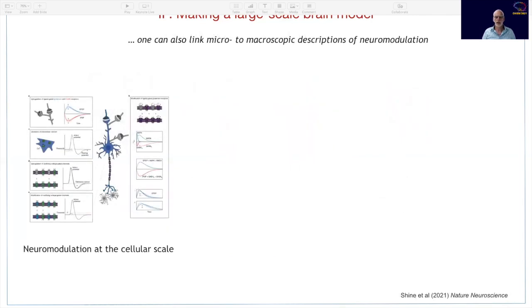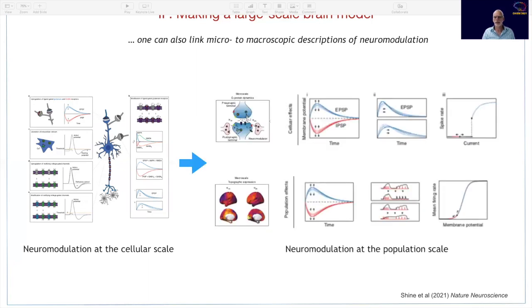We can also take a lot of the beautiful biochemistry of the individual cell, such as second messenger mediated neuromodulation, messenger systems from monoaminergic neurons that change the properties of the dendrite or the property of the cell. This is neuromodulation at the cellular scale. And just as we can express this in mathematical form for an individual neuron, we can do a sort of mean field approximation and we can get similar population responses.